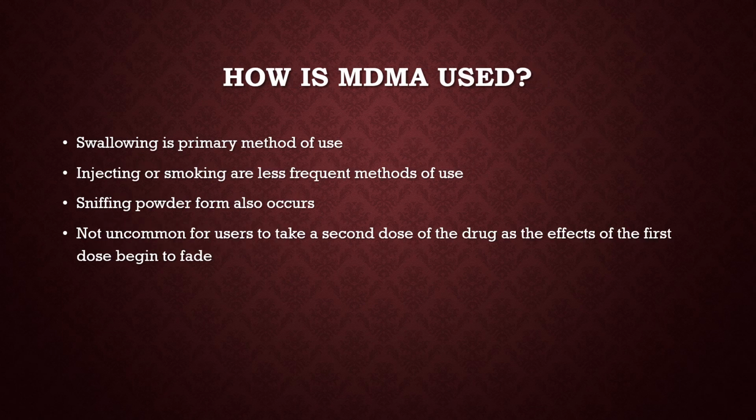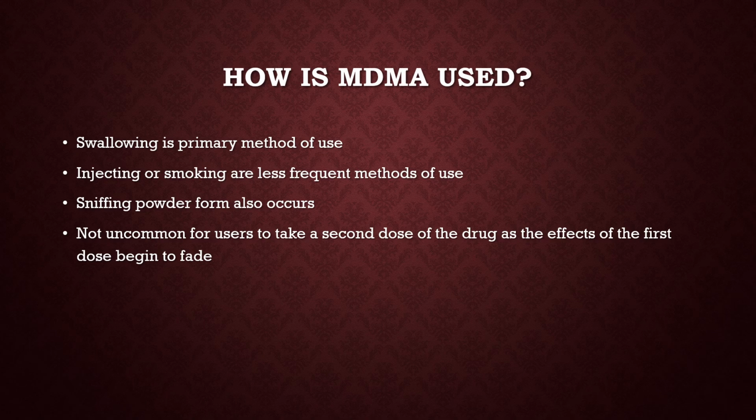The street doses of MDMA generally run from about 50 to 150 milligrams. An average single dose is generally considered to be about 100 milligrams. And MDMA is usually pressed into pills or loaded into capsules. And the primary route is oral, and the effect lasts approximately 3 to 6 hours. Less frequent is injection or smoking of the drug, though that does occur. And there is a powder form of MDMA that can also be sniffed, but that's less common.